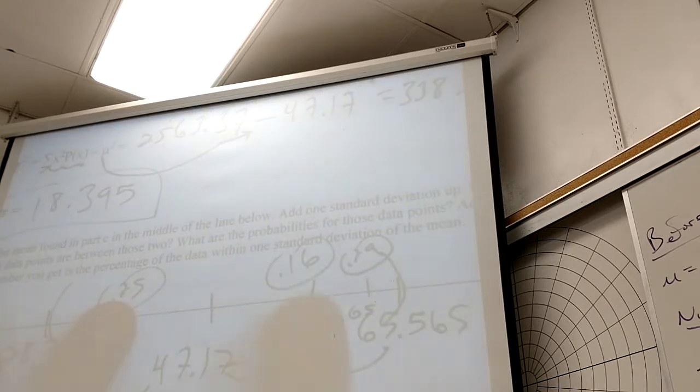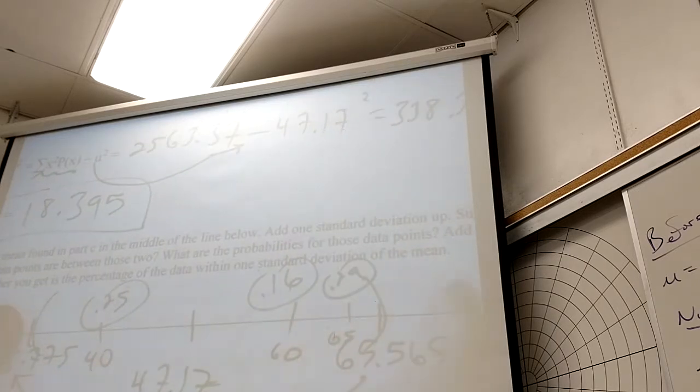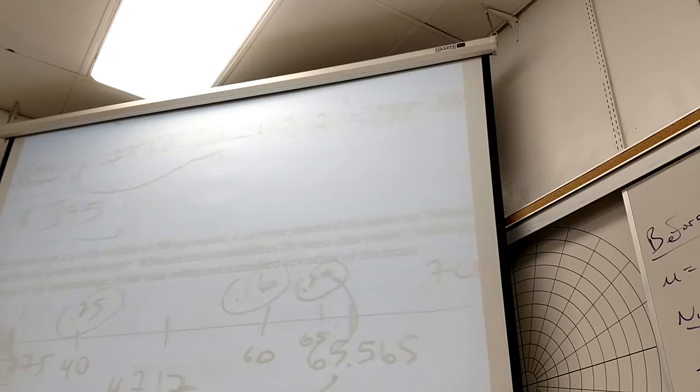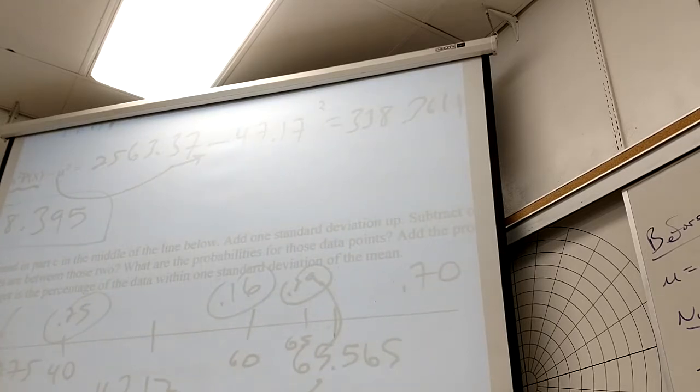So 0.25 plus, what would this be? 0.45, so 0.7. That's right. So if I'm wrong, it's just 3, 4, 5, yes, 0.7. You guys get 70%? Okay, alright.